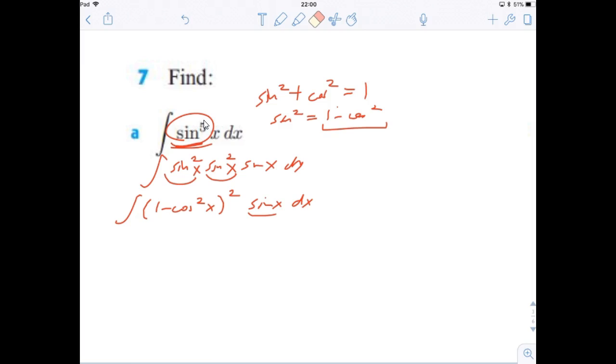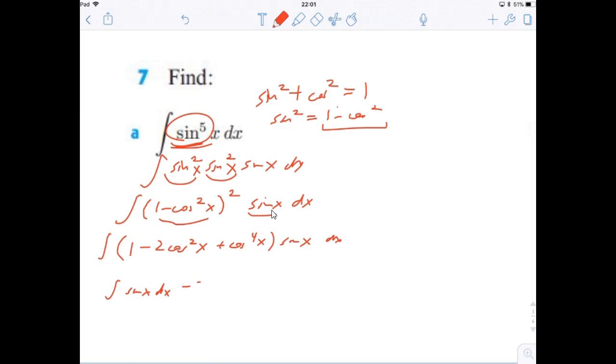I still don't easily see how the chain rule of the inside of this is going to result in sine x. So let's expand this. Instead of (1 minus cosine squared x) squared, I'm going to put 1 squared minus 2 cosine squared x plus cosine to the 4th x, and that's going to be multiplied times sine x dx. Now I'm going to distribute the sine x. So now I'll have the integral of sine x dx.